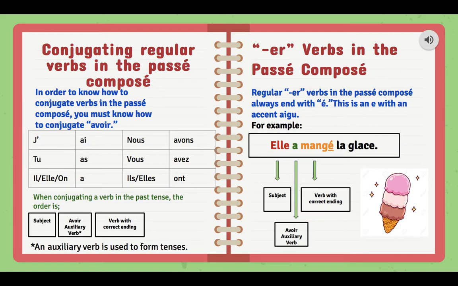ER verbs in the passé composé. Regular ER verbs in the passé composé always end with é. This is an e with an accent aigu. For example, elle a mangé la glace. Elle is the subject, a is the avoir auxiliary verb, and mangé is the verb with the correct ending.